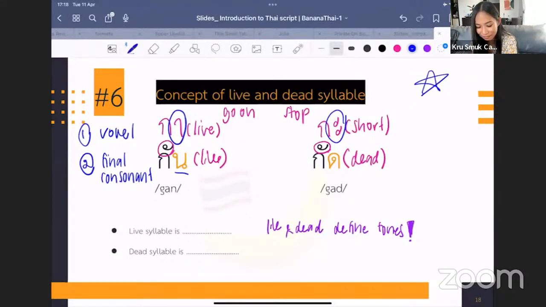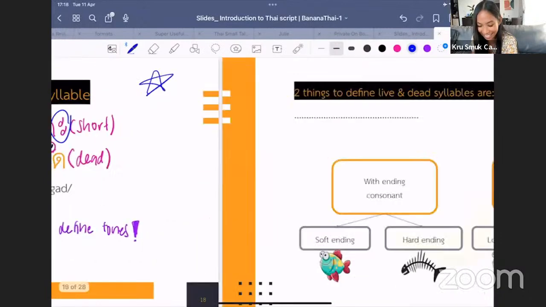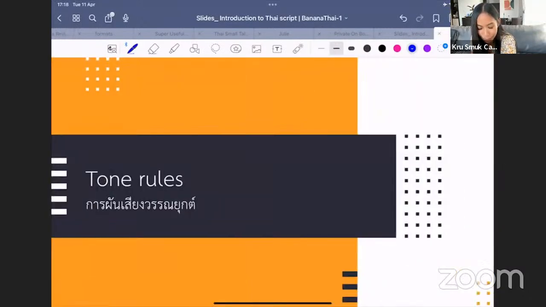Okay, ไหมคะ? Are you following? Are you still following? ค่ะ ครับ Okay. So you already learned about the first topic, consonant, second topic, vowel, the third topic, live and dead. And now comes the tone rules. Are you scared? Anyone scared about tone rules? ใช่ Yeah? ใช่นะครับ Yeah, okay.